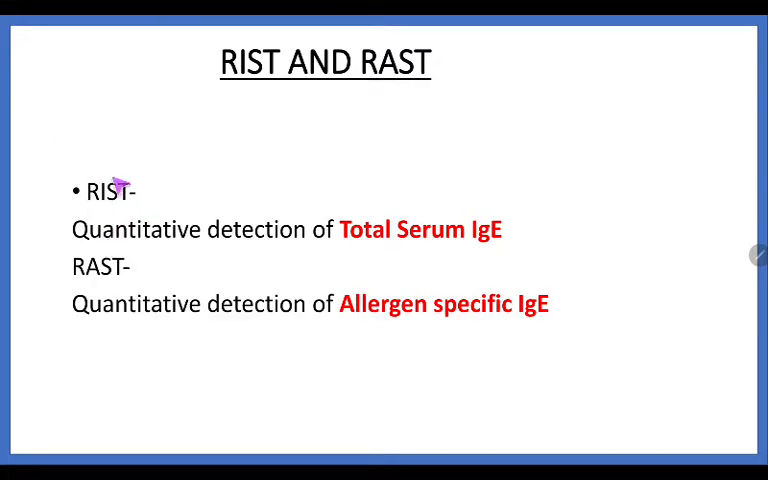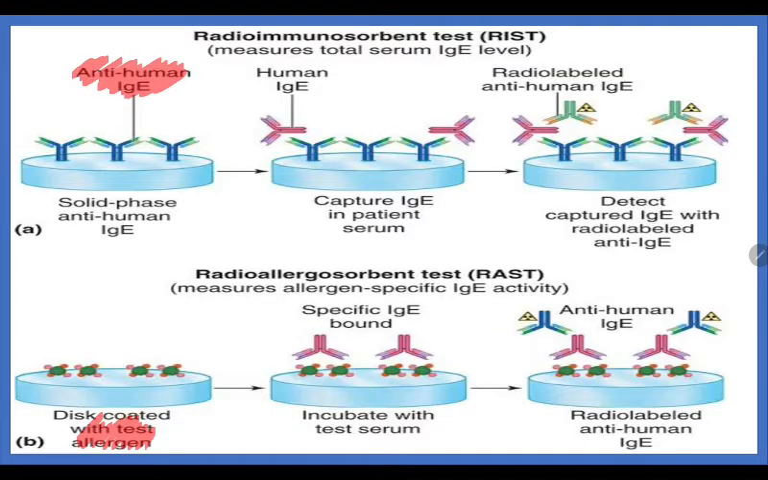RIST here is radioimmunosorbent assay. So we are detecting the total serum IgE. As for RAST, it is radioallergosorbent assay. So we are detecting the allergen-specific IgE. Here in these two tests, first we'll see the immunosorbent assay.